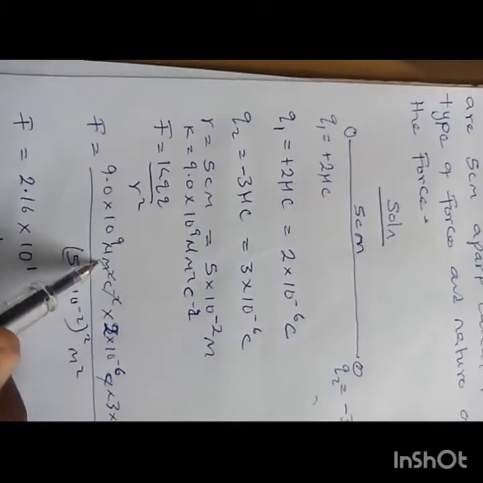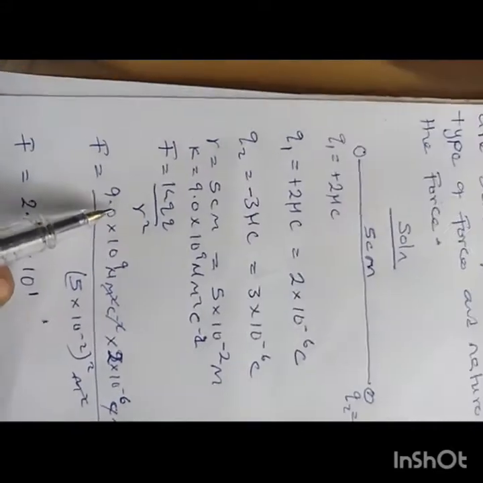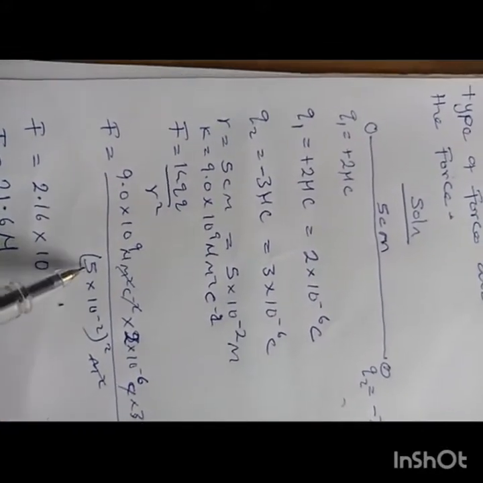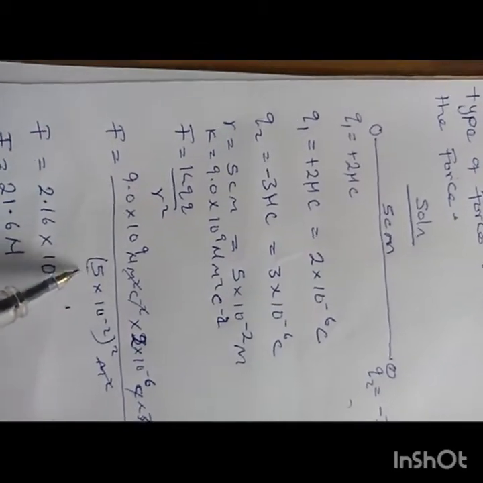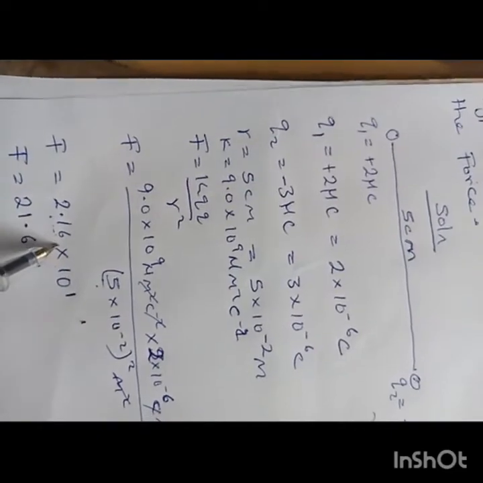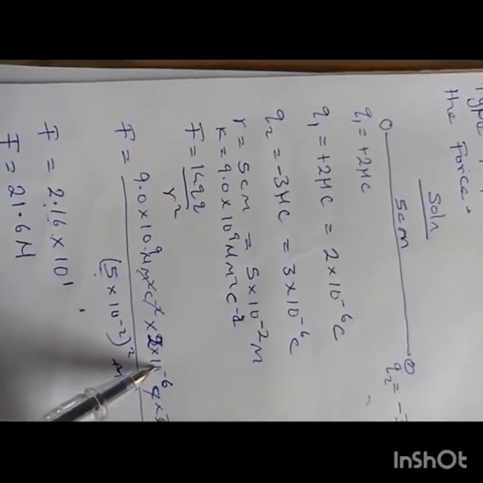Then this meter square here will cancel this meter here. So 9 times 2 times 3 will give us what? 54. Now 5 square is 25. 54 divided by 25 will give us 2.16 times 10 to the power of... Now 9 minus 6 will give you 3.